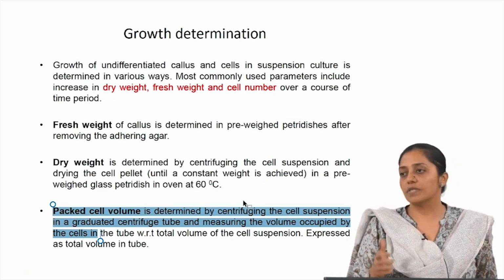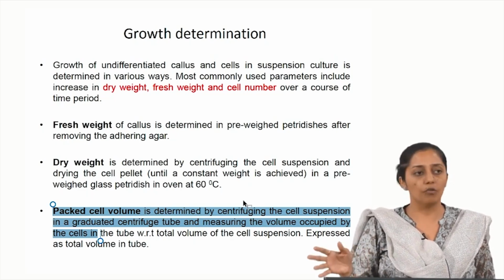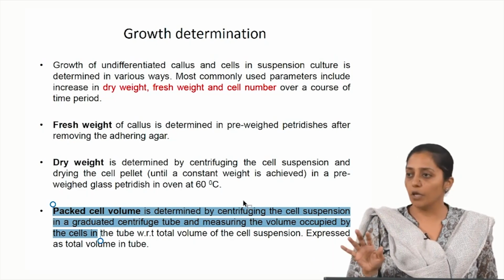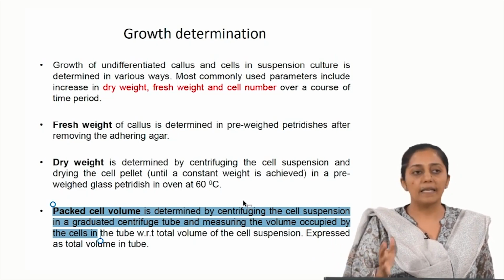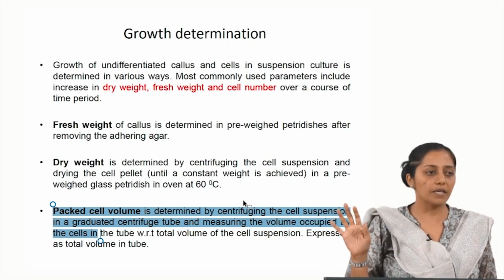One is a simple dry cell weight estimation, in which you dry the plant biomass, or the callus or tissue biomass, in an oven at 60 degrees C, and let it dry until constant weight is achieved. So, that is simple, you calculate the biomass concentration.